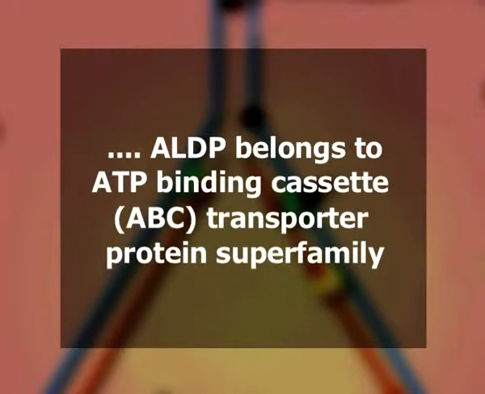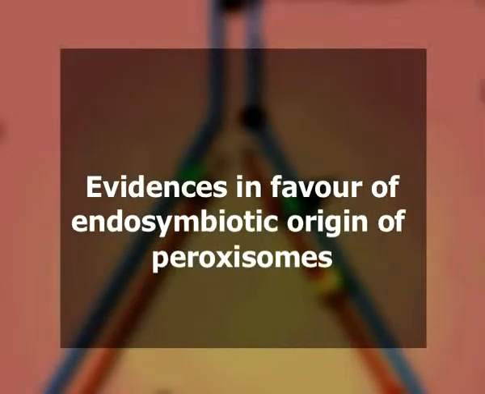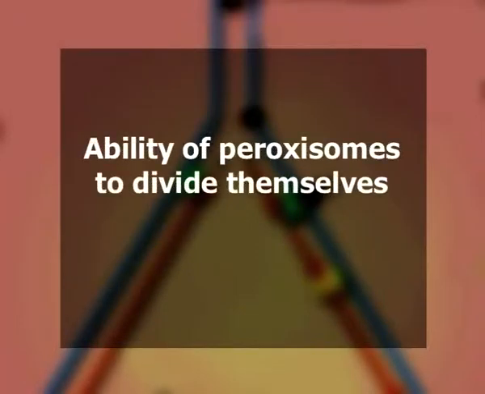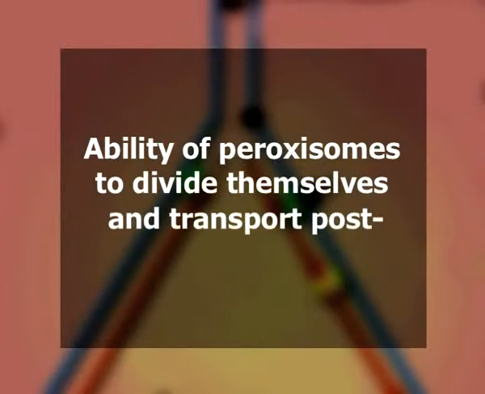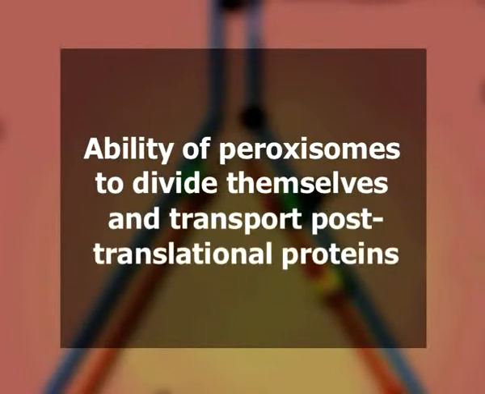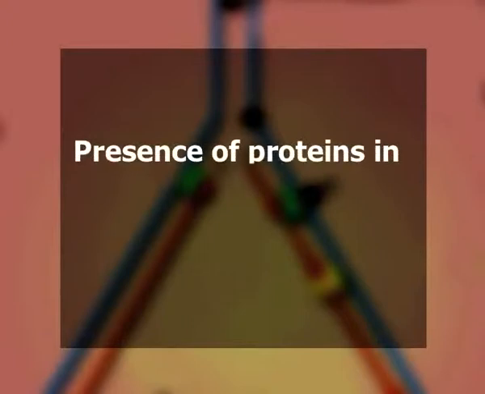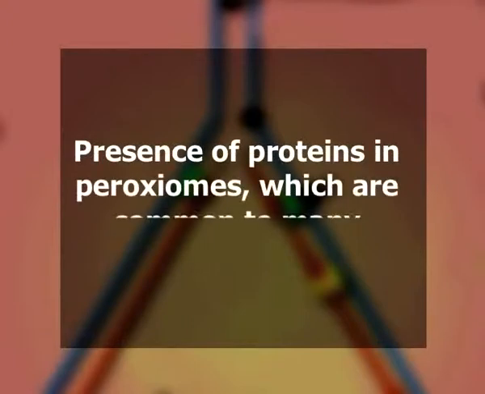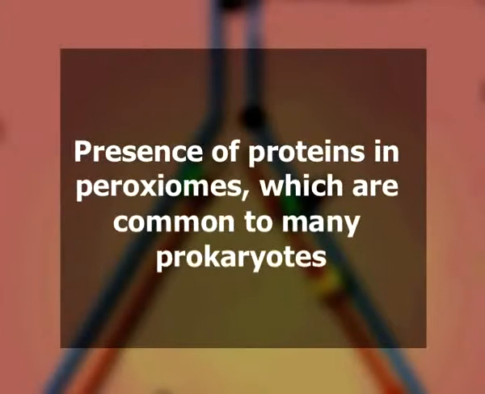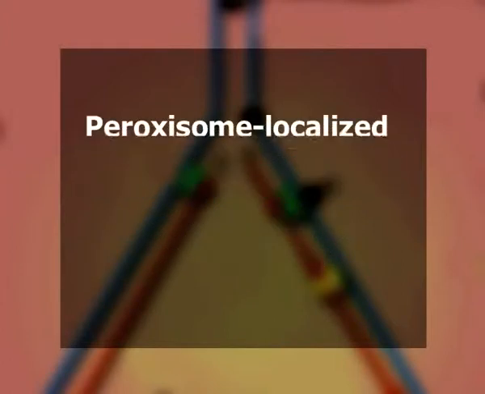Now, evolutionary origin of peroxisomes. Evidences in favor of endosymbiotic origin of peroxisomes are actinobacterial origin. The reasons behind the actinobacterial origin of peroxisomes are: number 1, ability of peroxisomes to divide themselves and transport post-translational proteins. Number 2, presence of proteins in peroxisomes which are common to many prokaryotes.